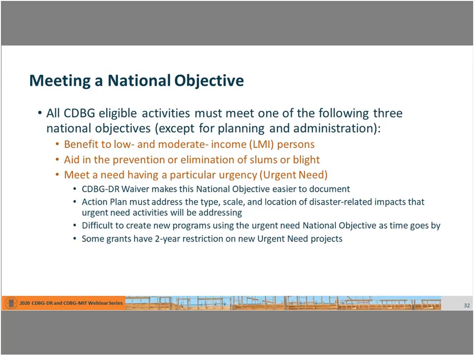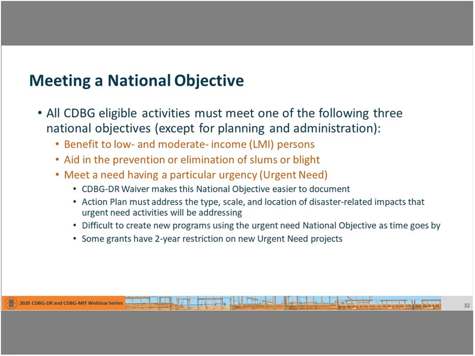There are some programs that have used elimination of slum and blight, but we don't see that very often with disaster recovery programs. And most of the current DR grants require at least 70% of the funding benefit low and moderate income households or areas.